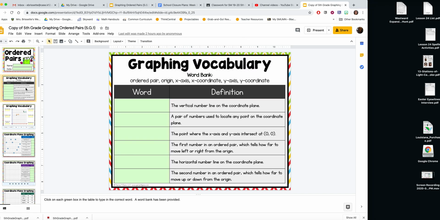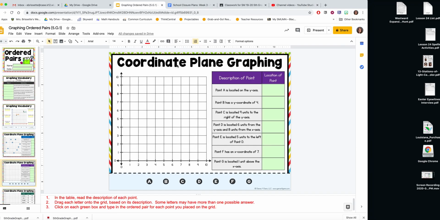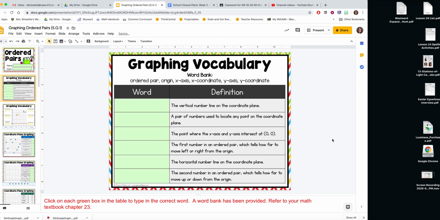Slide 2, you can go ahead and click, hold on one second, wrong copy. Let's go to this one. There we go. On slide 2, you are going to figure out which of these vocabulary terms from the word bank go with which definition. I'd like you to use your textbook glossary or chapter 23 in your math textbook to define the terms. I am going to review them on this slide here, but I do want you to take the time to type in each word.